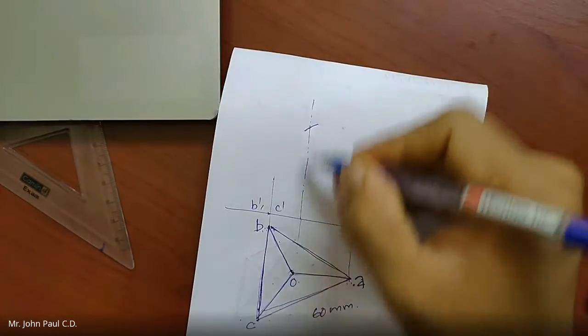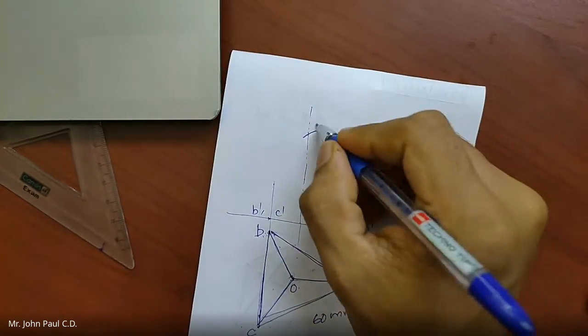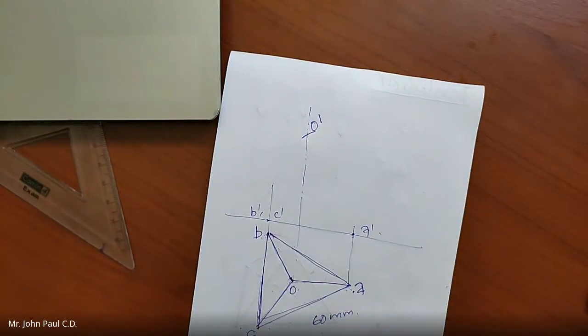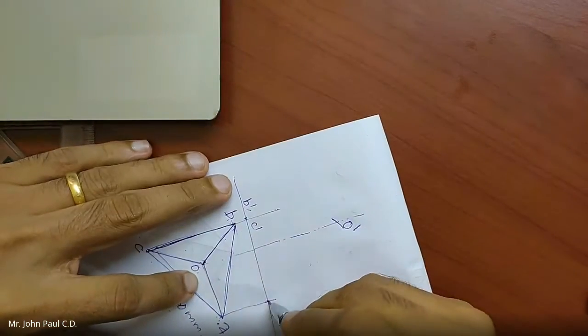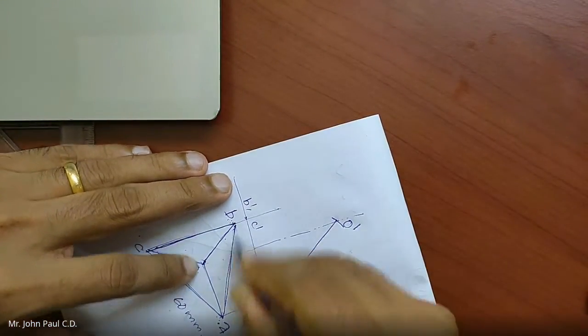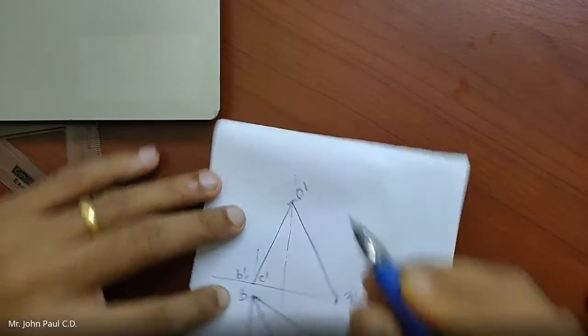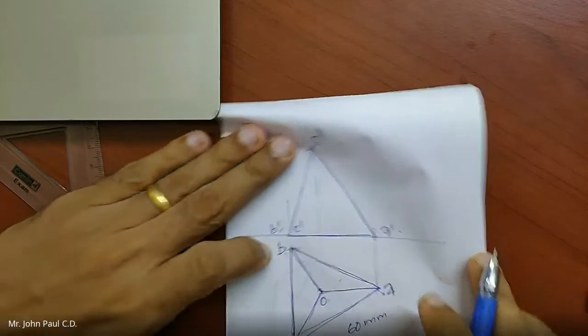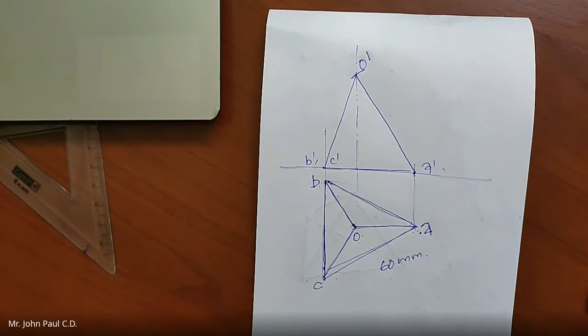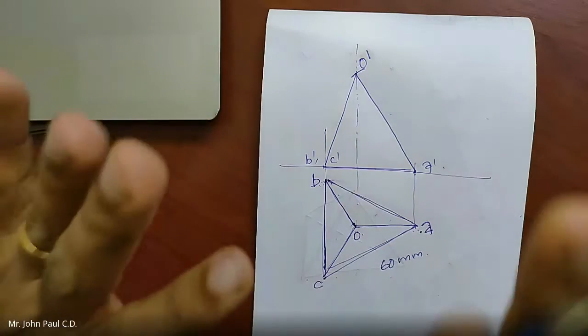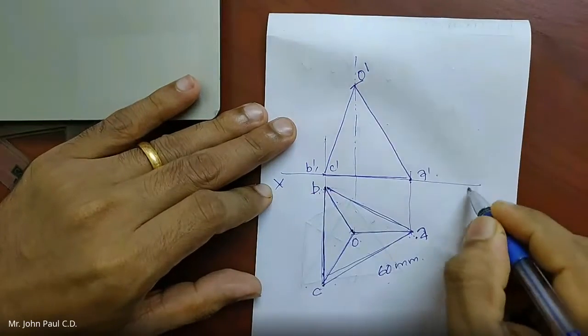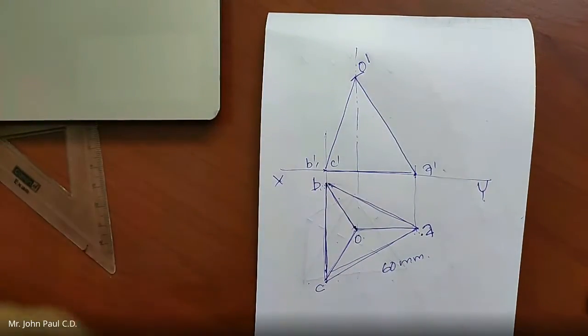I know that O and O dash will be in this line, so this point is O dash. So I got this edge with the same 60 mm, and the rest I will join. So this is how the front view is going to look. Do you agree? Yes, sir. This is basically how we keep the tetrahedron for section, unless otherwise specified.